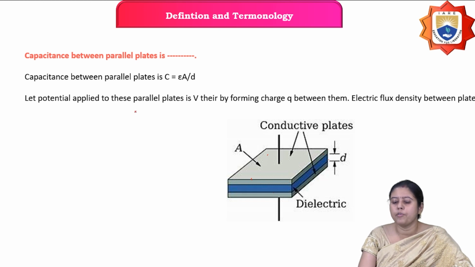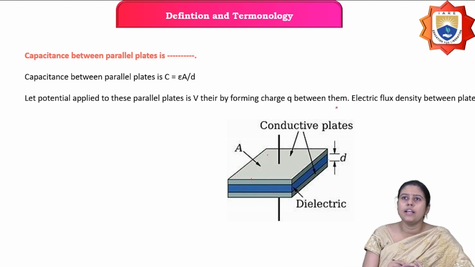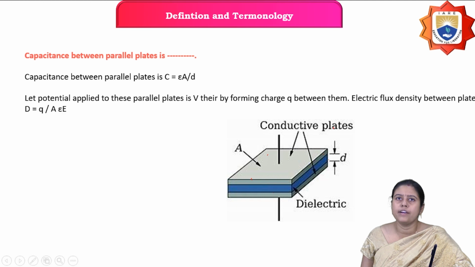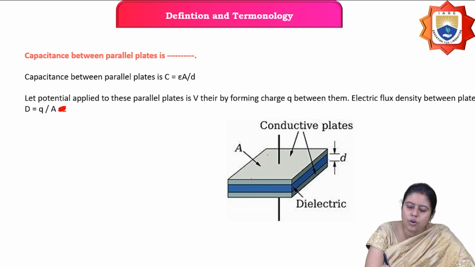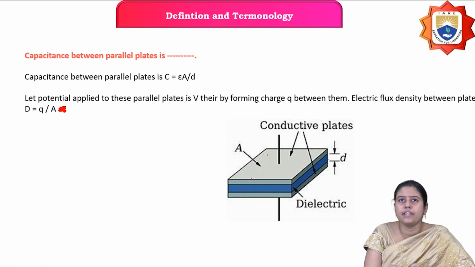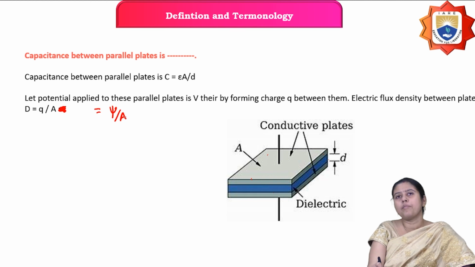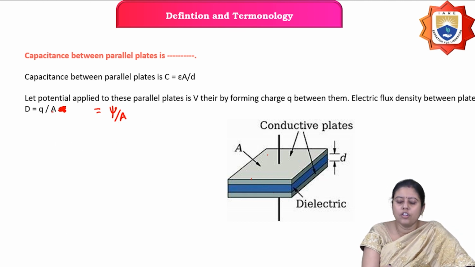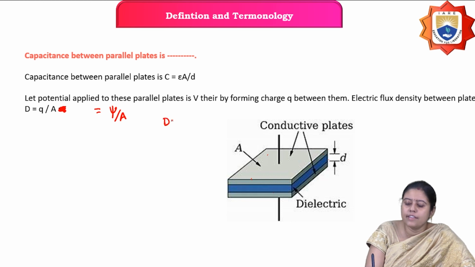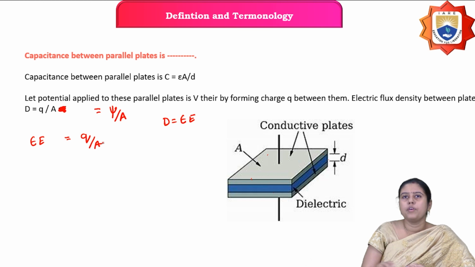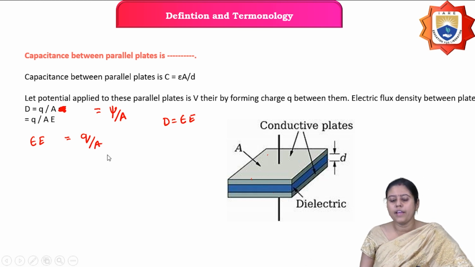Let there be a potential V applied to the plates, forming the charge Q. So the electric flux density between the plates is D equal to Q by A. The electric flux density is basically psi by A, and from Gauss law psi is equal to Q. Now what is D? D is equal to epsilon into E. So we can write epsilon E is equal to Q by A.